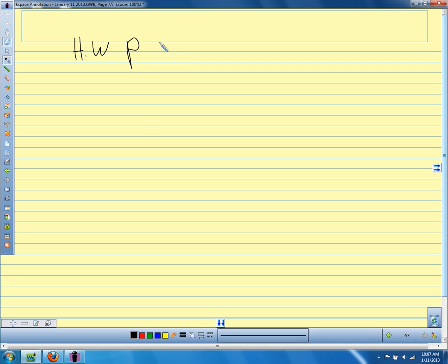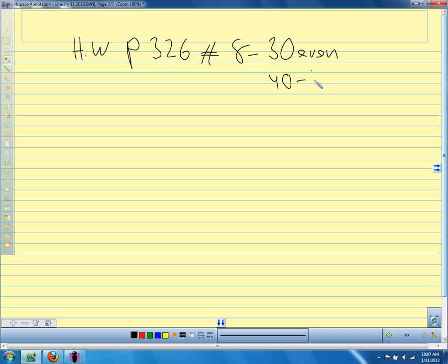Homework for tonight, page 326, number 8 through 30 even, and then 40 through 48. I passed out the math box 17. That will be due next week on block day.